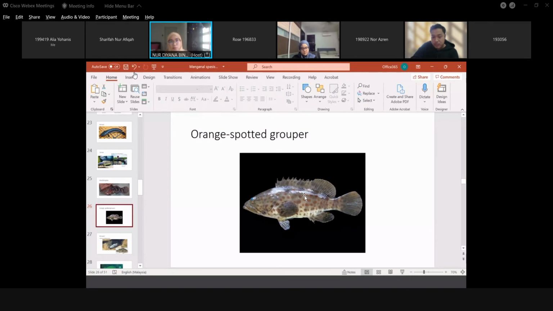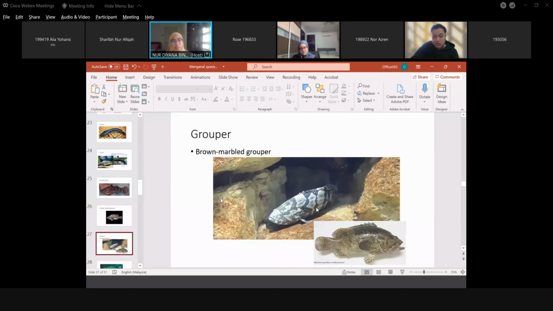Especially groupers, the body darkens and the pattern is not as visible, but usually you can identify it. It won't be that different. So this is what I like.